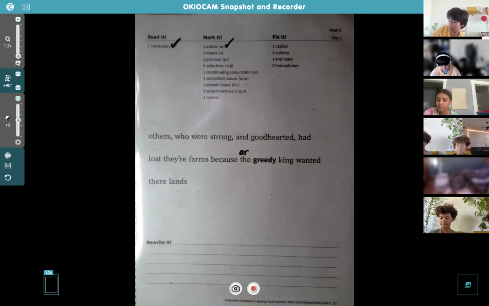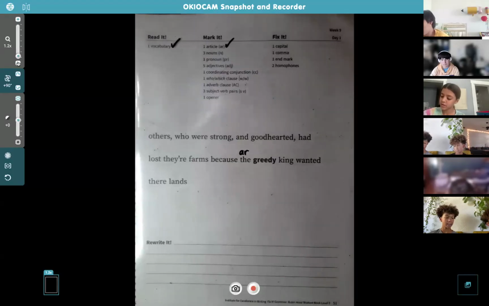Just a little friendly reminder when you guys go to do your grammar homework, make sure you read the sentence like we do in class. Read it out loud. It doesn't matter if there's nobody in the room, just read it out loud. That helps you see where words are in the sentence and how it's used. I know that sounds weird, but it's true.